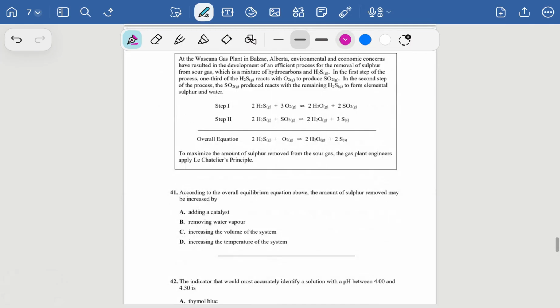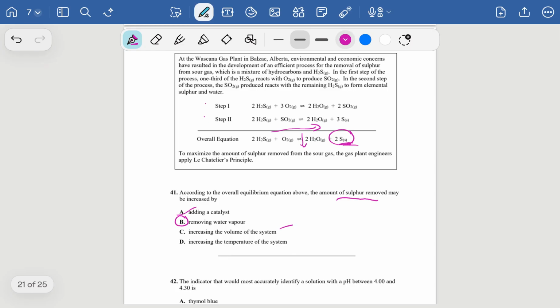Question 41 is now asking us to analyze Le Chatelier. In this one, our goal, between these two steps, is to make more sulfur so that we can remove it. So when it's asking how we can increase the amount of sulfur removed, what could make more of it? Adding a catalyst will do nothing to a system in equilibrium. Removing water vapor is going to be the answer, because if you decrease it, we would shift to the right to replace it, and that would also make more of your product.